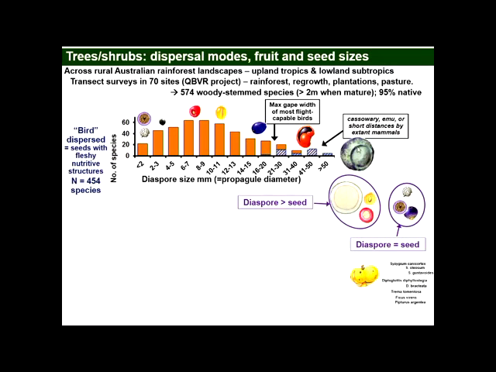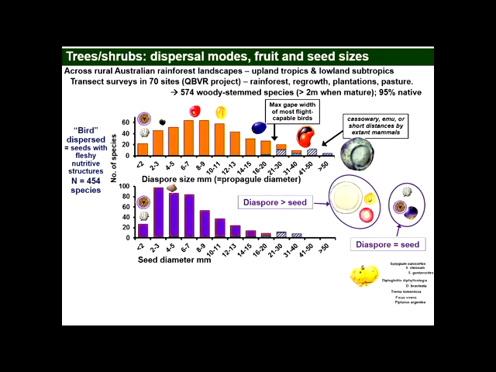And so what disperses them? Well, cassowaries or maybe emus, or short distances by mammals, and maybe once upon a time by the now extinct megafauna.